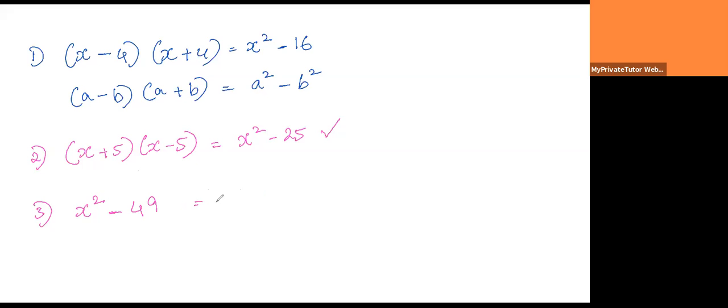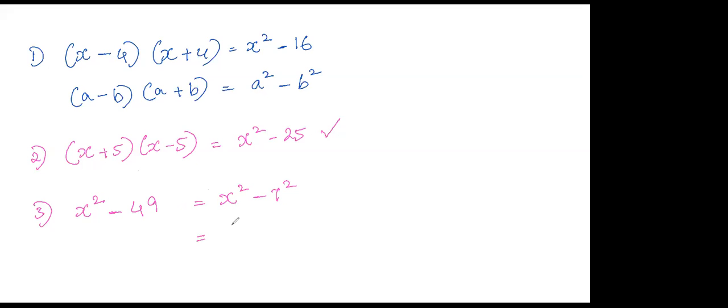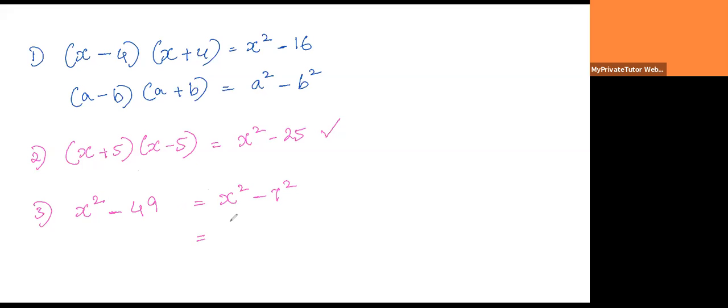Yeah, exactly. So 49 minus 7 square. Yeah, so 49 is nothing but 7 square. So what we can do, this is in the form of a square minus b square. We can write the factors as x plus 7 and x minus 7. Yes, Arfan, you're right. You guys understand? I just told the answer as well.